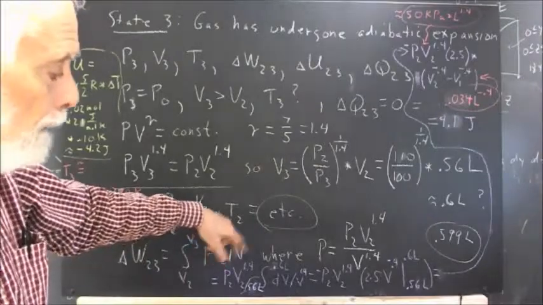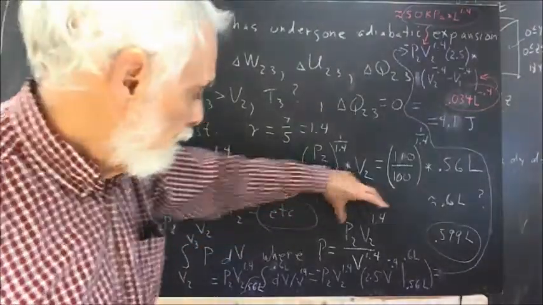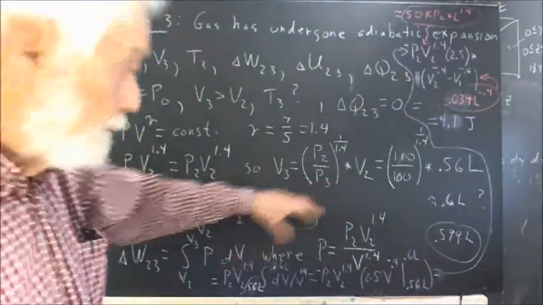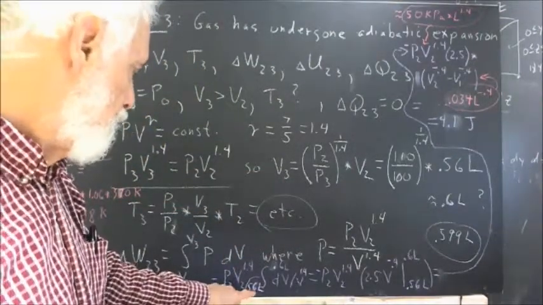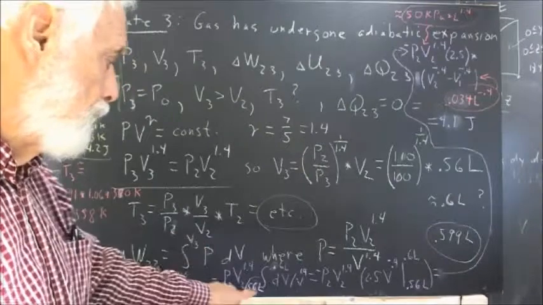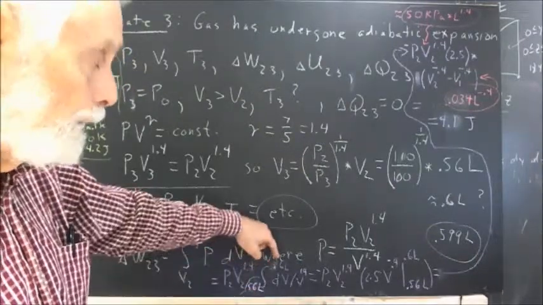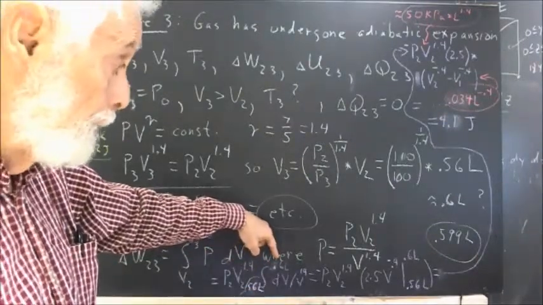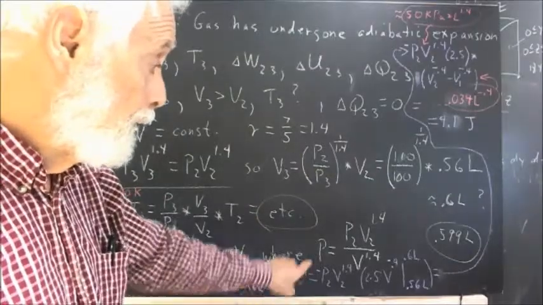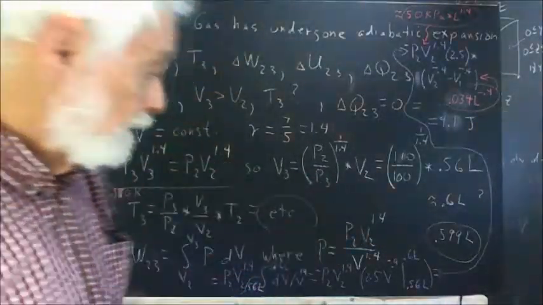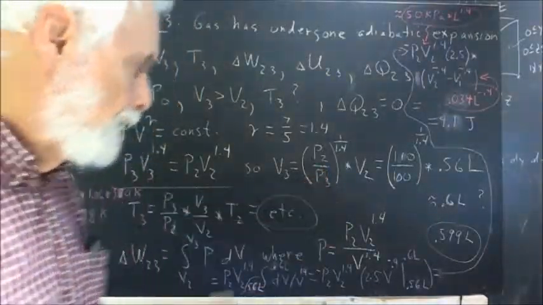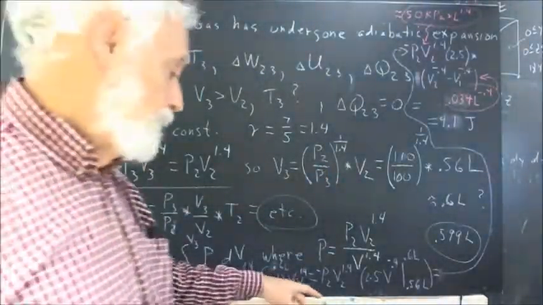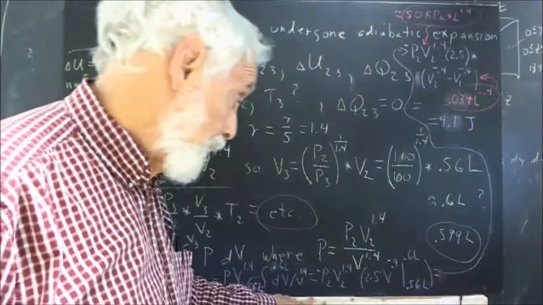Okay, so we have then the P2 V2 to the 1.4 comes out of the integral being constant, and we're then integrating from volume 2 to volume 3, volume 2 being 0.56 liters, volume 3 being 0.6 liters, of dV over V to the 1.4. And that should be very clear. You probably should have written out that integral yourself just to see how it works out. But one way or another, understand this.